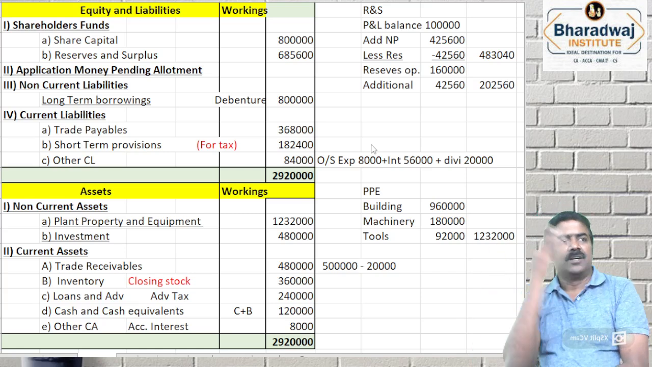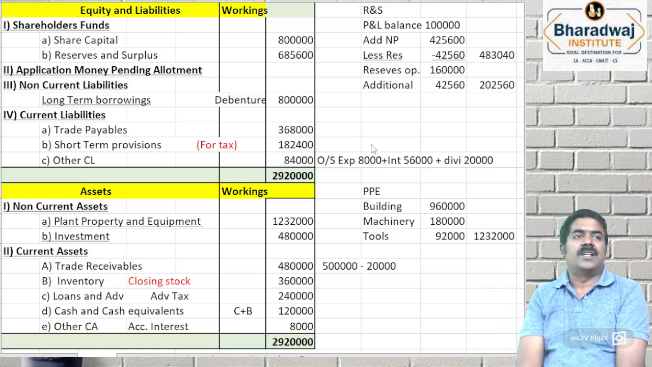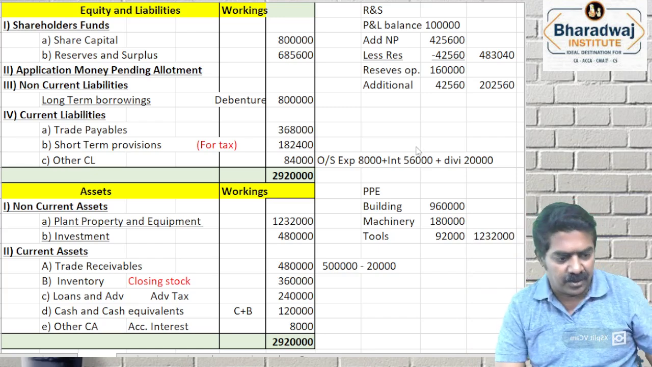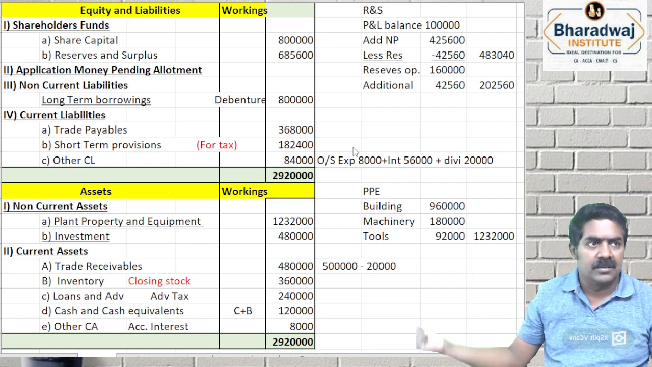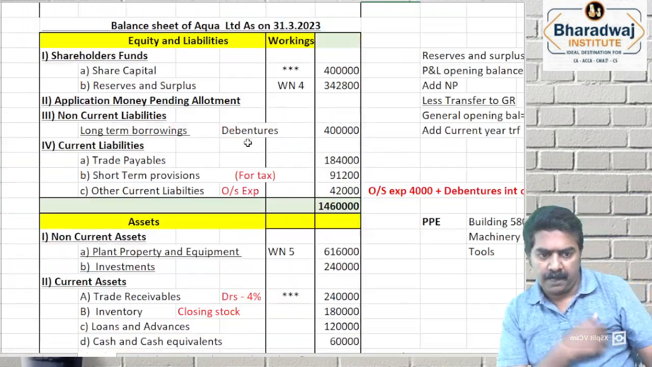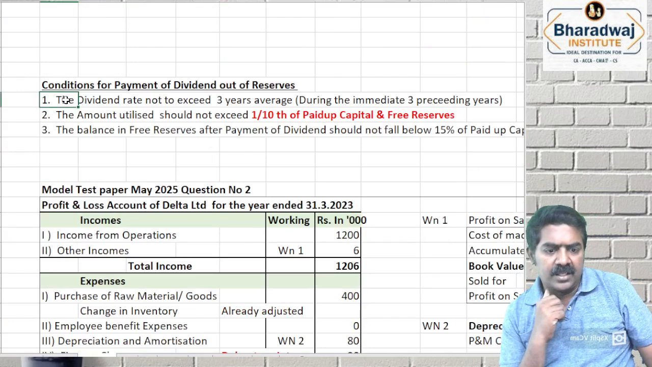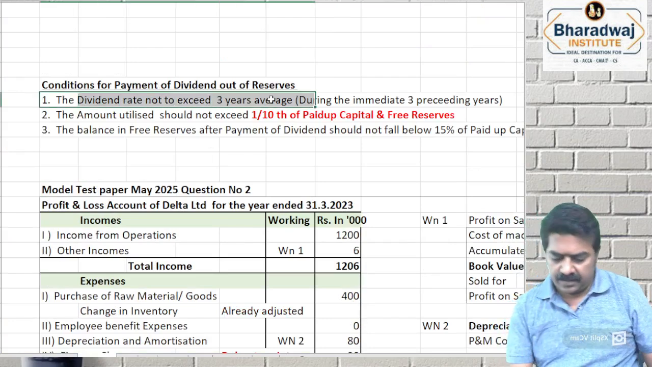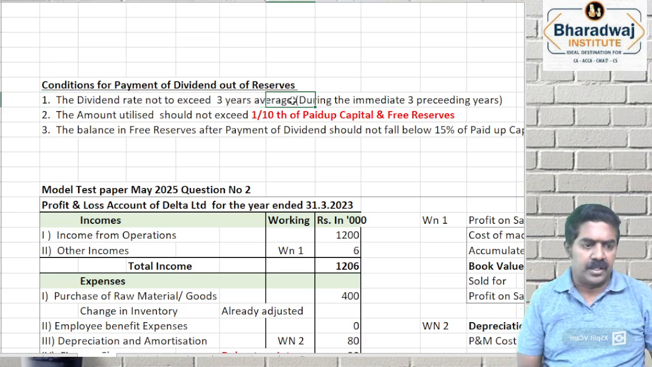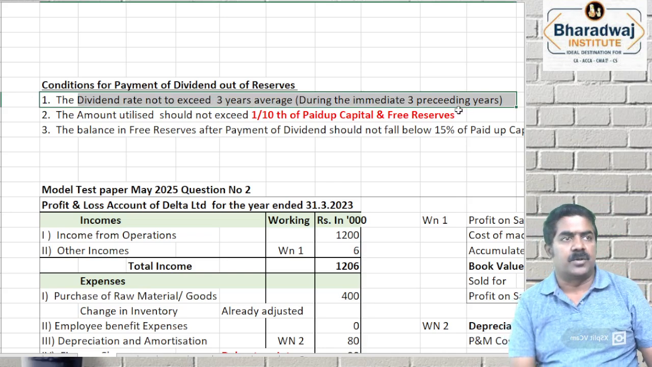Then apply the rules. What is the first rule? Dividend should not exceed what? Average. Last 3 years average. Okay. First complete பண்ணிட்டீங்களா? Is it over? We'll see. Dividend rate not to exceed 3 years average. Immediate 3 preceding years or average மேல போக கூடாது.